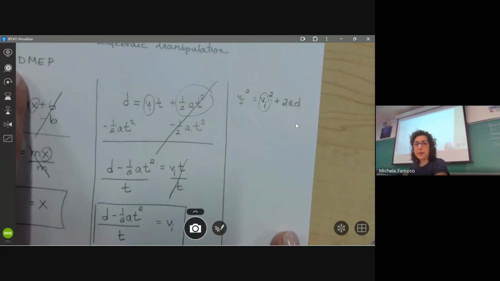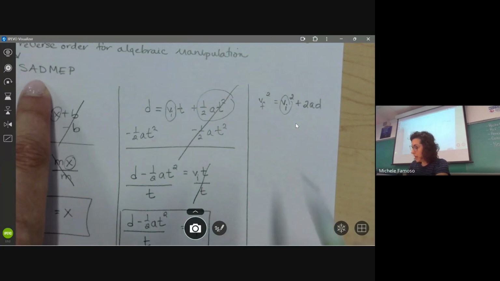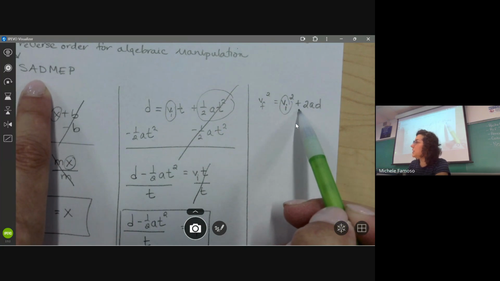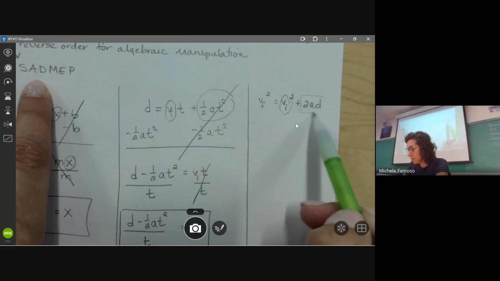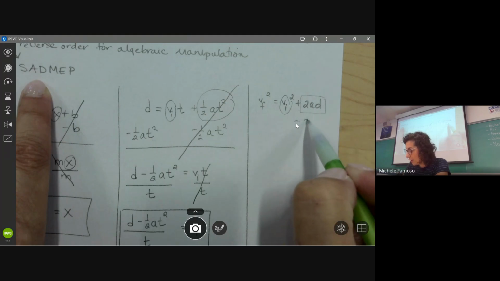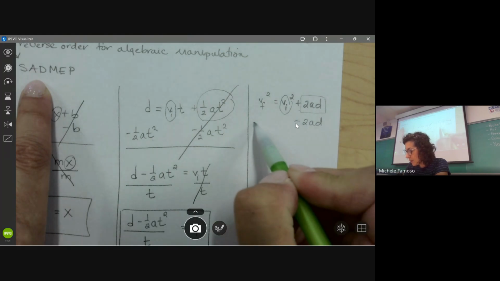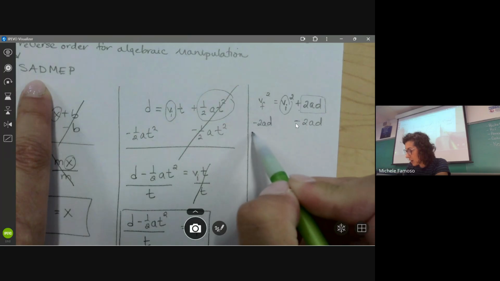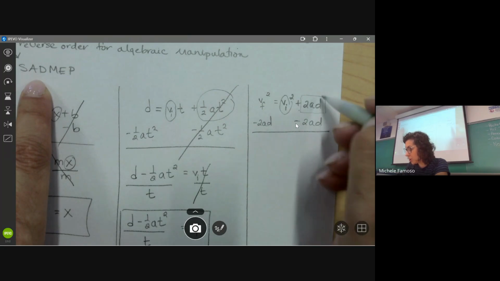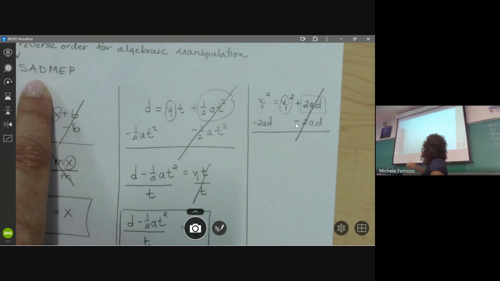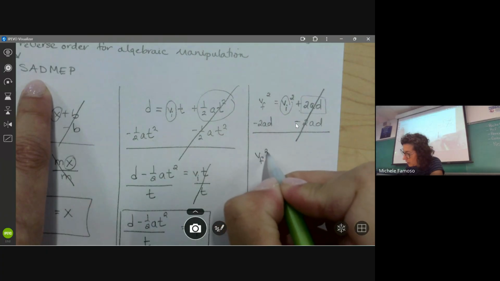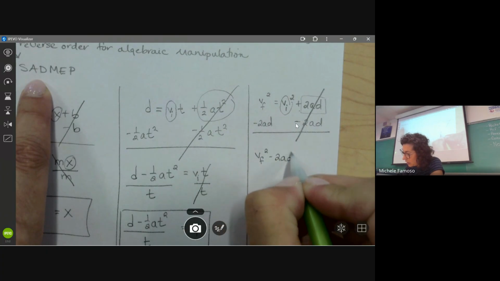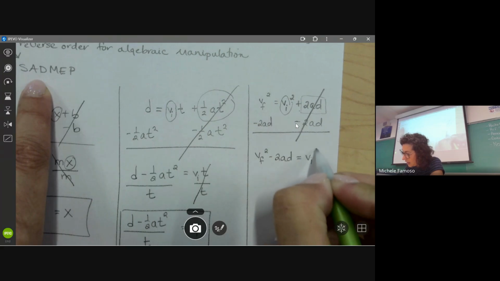So again, let's think about SADMAP. I see an addition sign here, which means I have to undo this whole thing first. This is one term. I subtract all of it at once from both sides. Reverse of addition is subtraction. That gets rid of all of that on the right-hand side, leaving me with VF squared minus 2AD is VI squared.